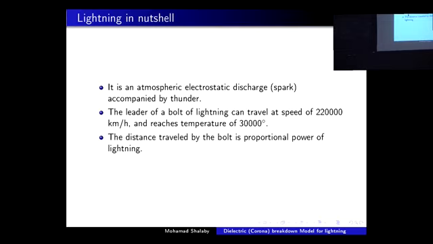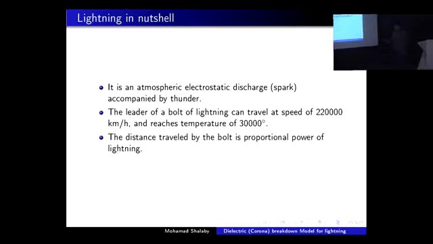The lightning bolt travels with a speed of 220,000 kilometers per hour, which is very fast, but it's not as great as the speed of light, of course, and the temperature reaches around 330,000 Celsius. And the distance the bolt travels depends on its power. So the more powerful the lightning bolt, the longer it travels.